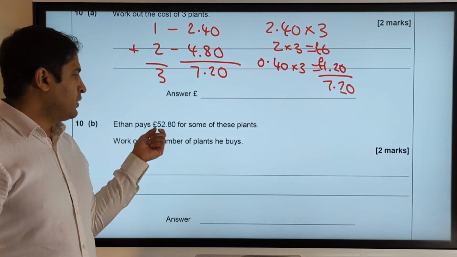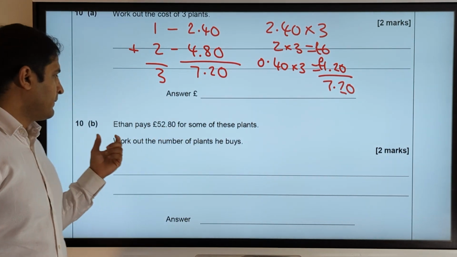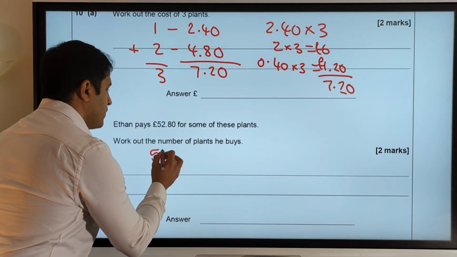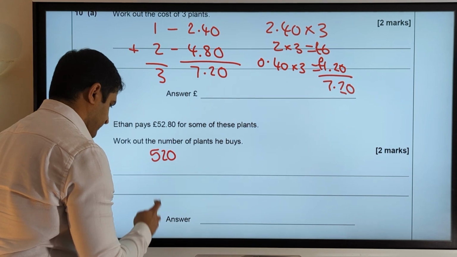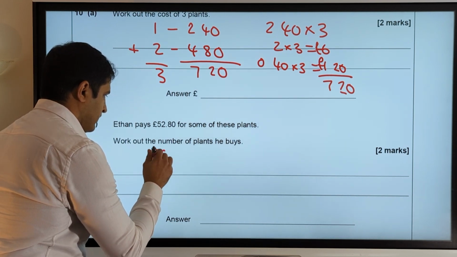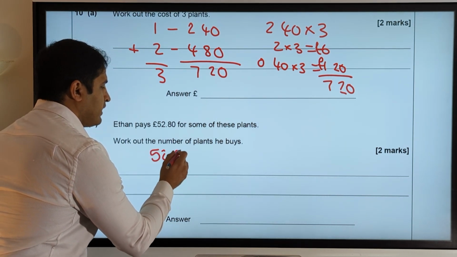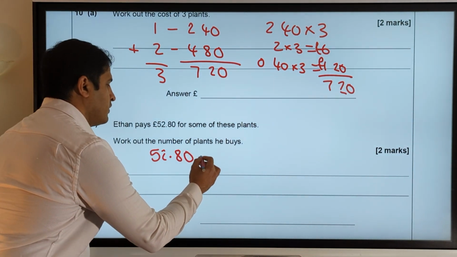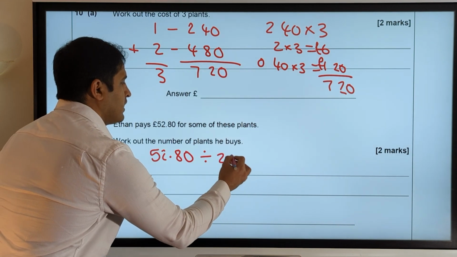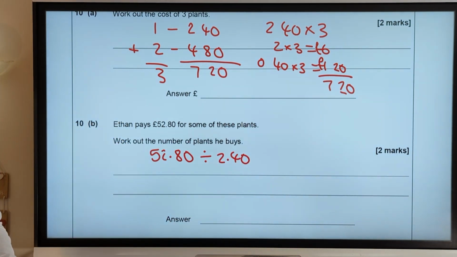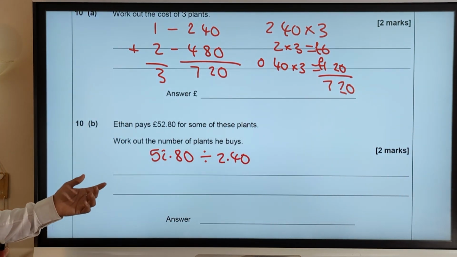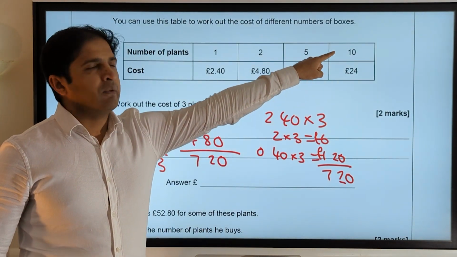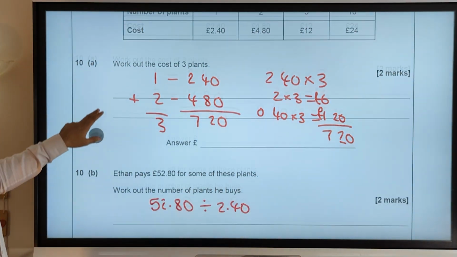Ethan pays £52.80 for some of these plants. Work out the number of plants he buys. Okay. So we need to do 52.80. That's how much he pays. And every plant costs him £2.40. So we need to do 52.80 divided by 2.40. Bit tedious, but we can actually get there. All you can do is, we know from the table, £24 will buy you 10 plants. So we can work with that if you wanted to.